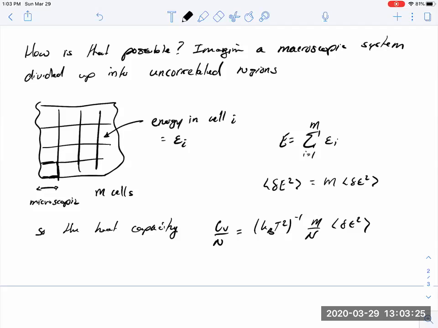Now, how is it possible for the heat capacity to diverge? Away from zero temperature, that factor of kBT squared does not diverge. M over N is a density, that's intensive. As I change the scale of the system, that does not diverge, it's just a number. And the mean squared fluctuations within one cell is something microscopic. That has no way of diverging. So the heat capacity written in this way contains no terms that can diverge.